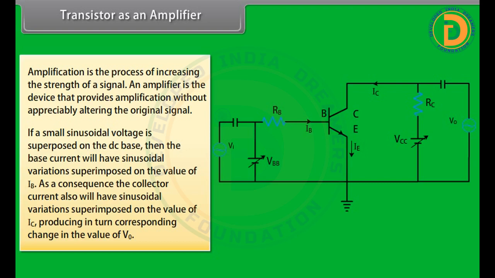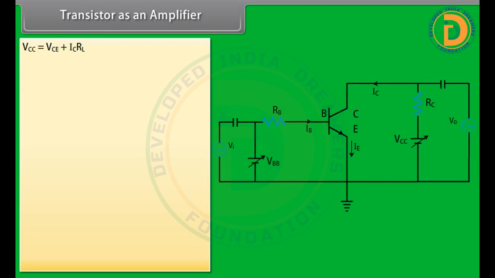If a small sinusoidal voltage is superposed on the DC base voltage, then the base current will have sinusoidal variations superimposed on the value of IB. As a consequence, the collector current also will have sinusoidal variations superimposed on the value of IC, producing in turn a corresponding change in the value of V0.